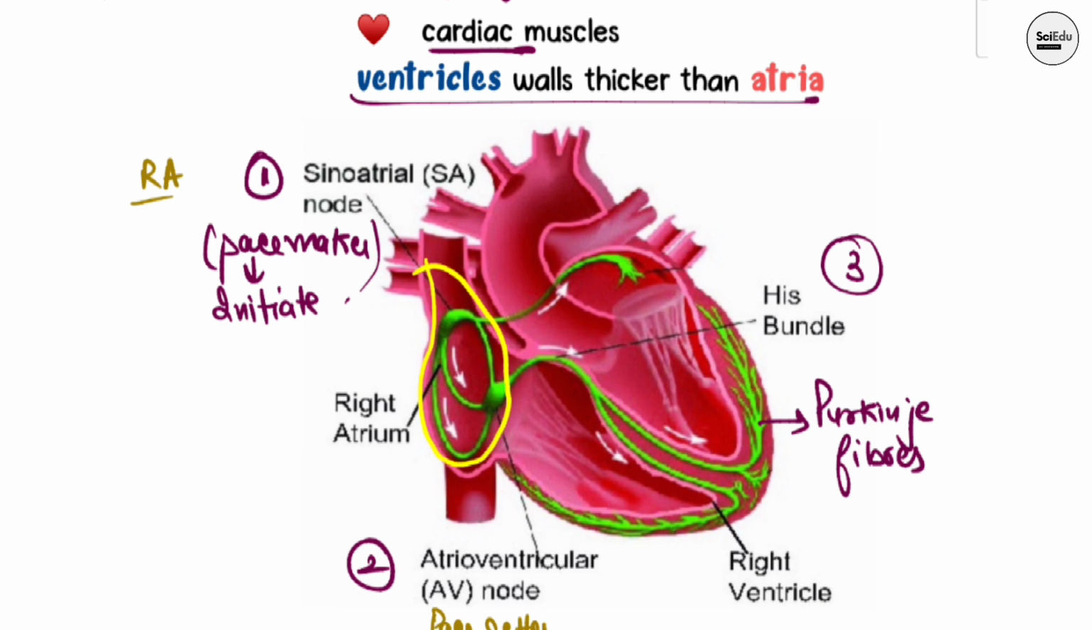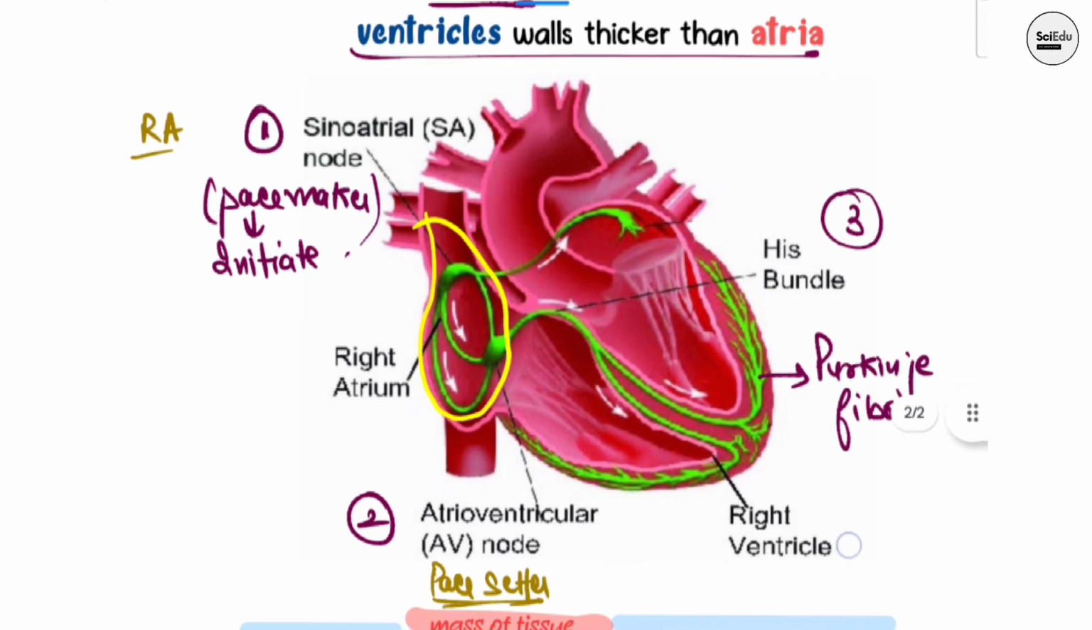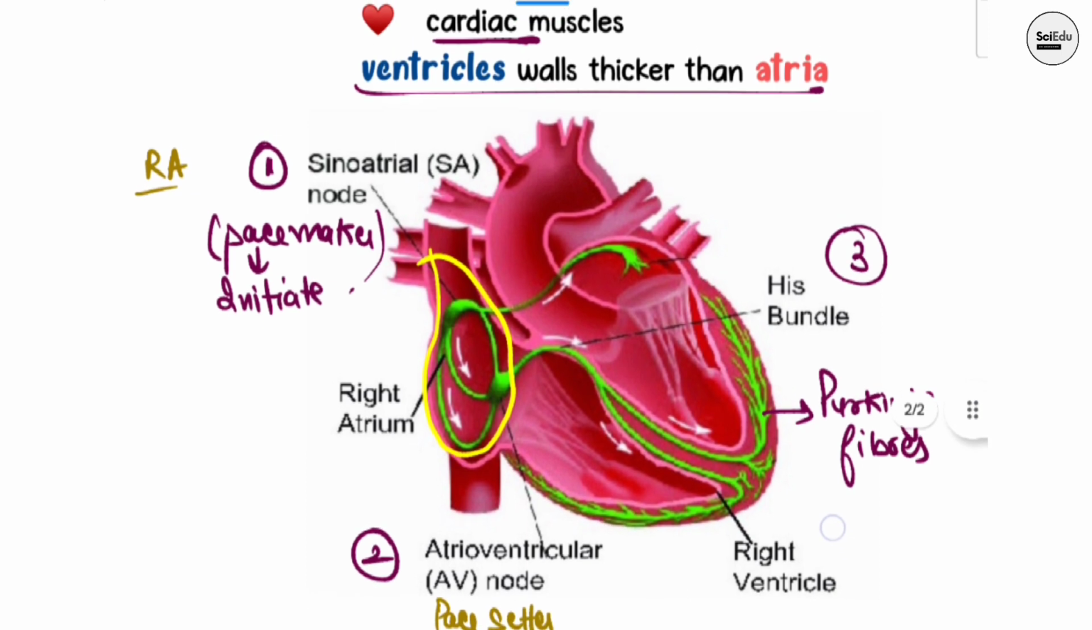A bundle of nodal fibers, atrioventricular bundle, AV bundle, continues from the AVN which passes through the atrioventricular septum to emerge on the top of the interventricular septum and immediately divides into a right and left bundle. These branches give rise to minute fibers throughout the ventricular musculature of the respective sides and are called Purkinje fibers.